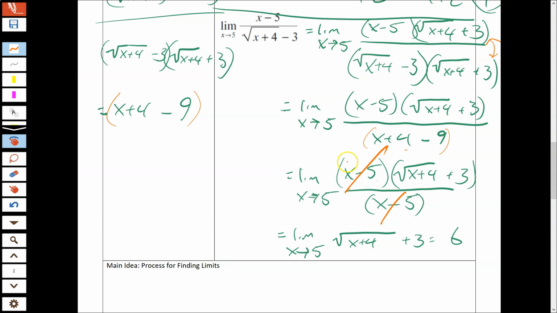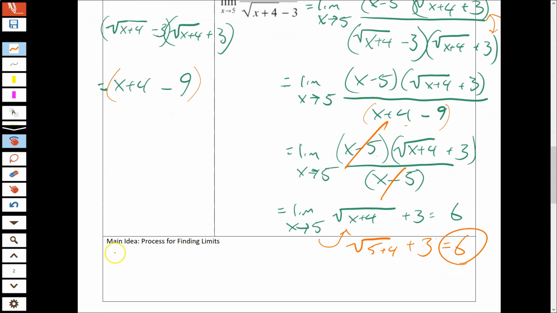I left my top alone. And then from there, I just plugged in 5. So I got square root of 5 plus 4 plus 3. 5 plus 4 is 9, so the square root of 9 is 3. 3 plus 3 is 6. So that's my limit. So now we have a new tool in our toolbox.